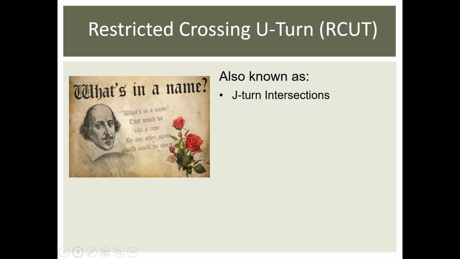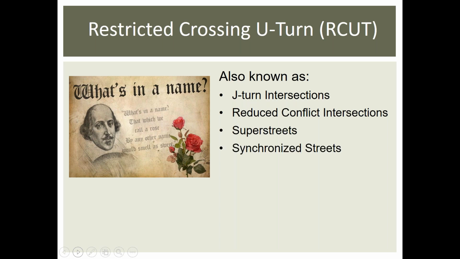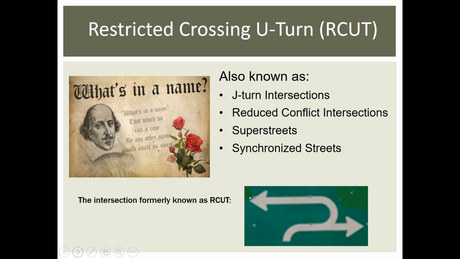What's in a name? Well, would an intersection by any other name be as sweet? Well, yes, it would. So the R-CUT is also known as J-turns or J-turn intersections, reduced conflict intersections, super streets, synchronized streets. The North Carolina Department of Transportation utilizes that term. What I would propose is that we do away with the names completely and just refer to them by their symbol, and we can call them the intersection formerly known as an R-CUT.